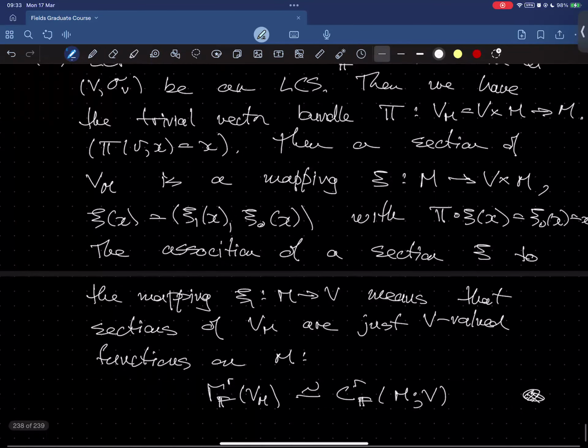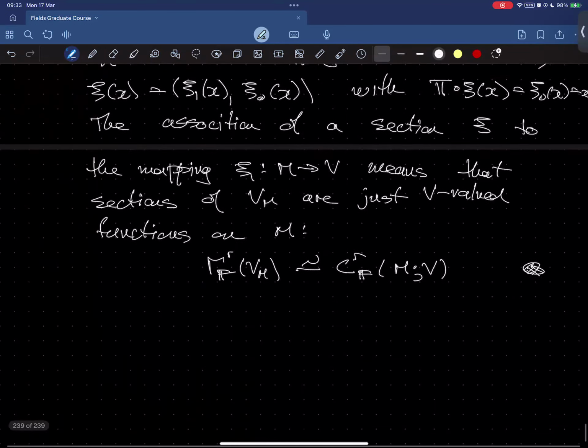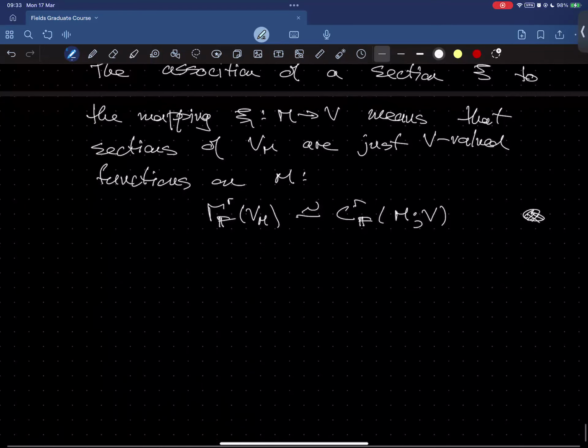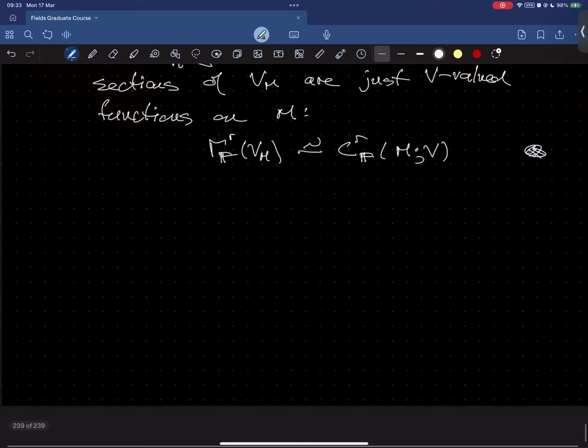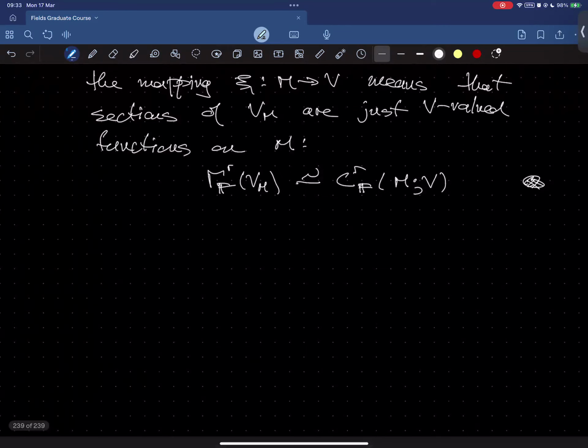Okay, so those are some elementary examples. If you want some interesting finite dimensional examples, I have some constructions in the course notes for you to look at. Okay, now the algebraic structure of the set of sections.